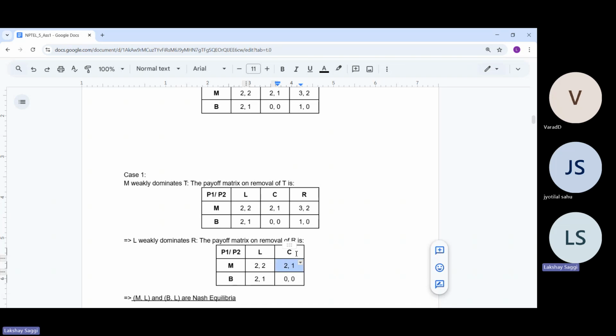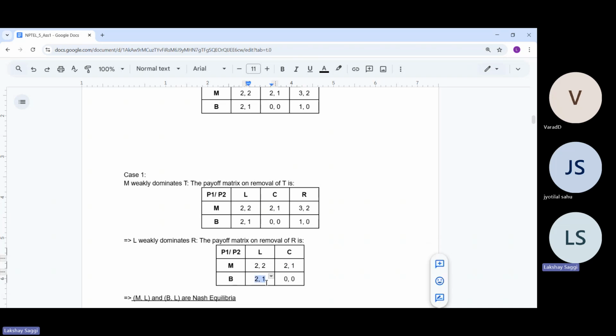But for the column player, the current payoff is equal to 1. If the column player switches from C to L, the payoff increases to 2. So the column player actually has an incentive to switch here. That's why M comma C is not a Nash equilibrium, because the column player has an incentive to switch.